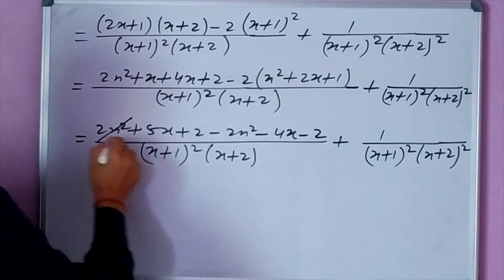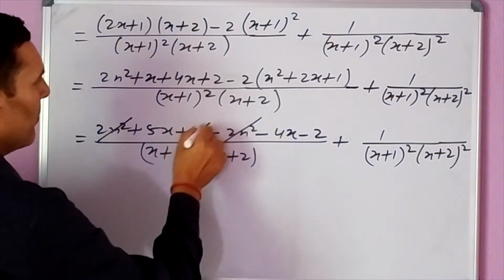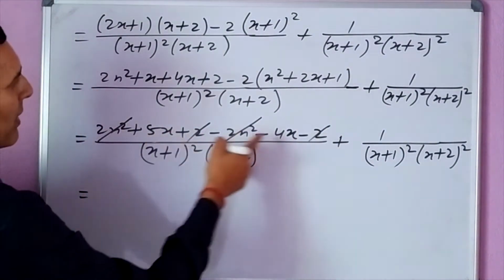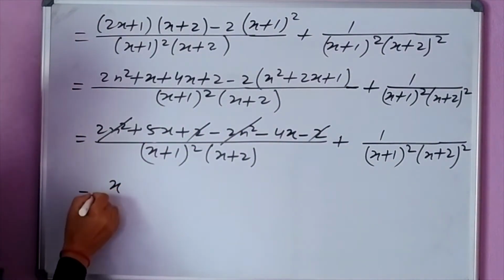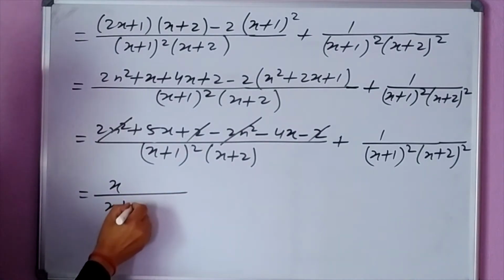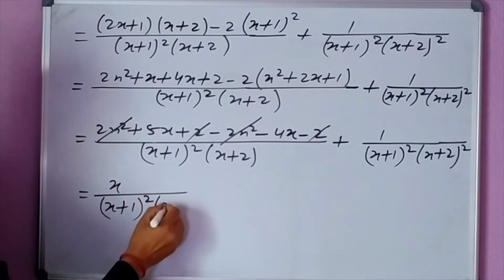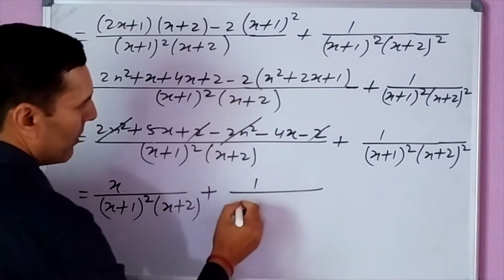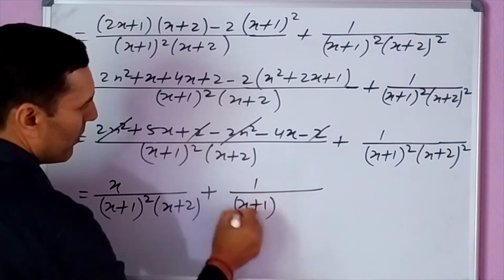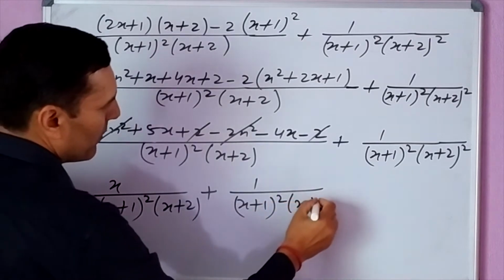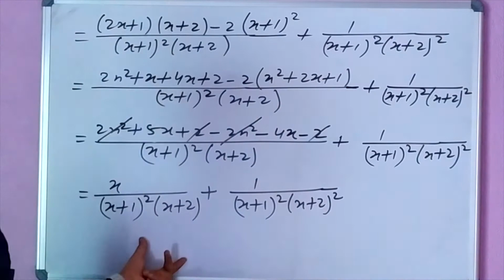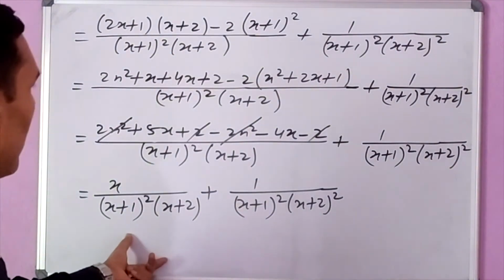Now plus 2x^2 minus 2x^2 cancel, plus 2 minus 2 also cancel. So for 5x minus 4x, it is x only. So x upon (x+1)^2 (x+2) plus 1 upon (x+1)^2 (x+2)^2. Now we have the two terms only here at the last.